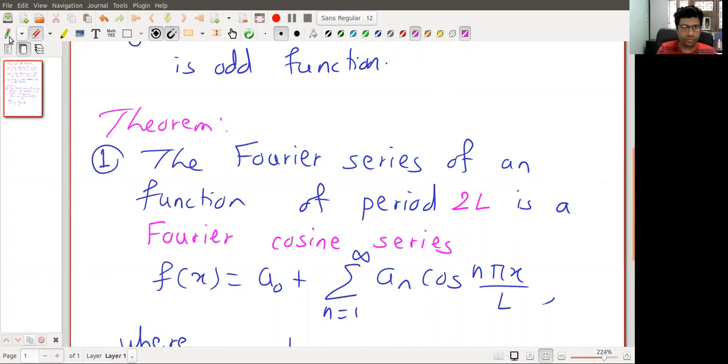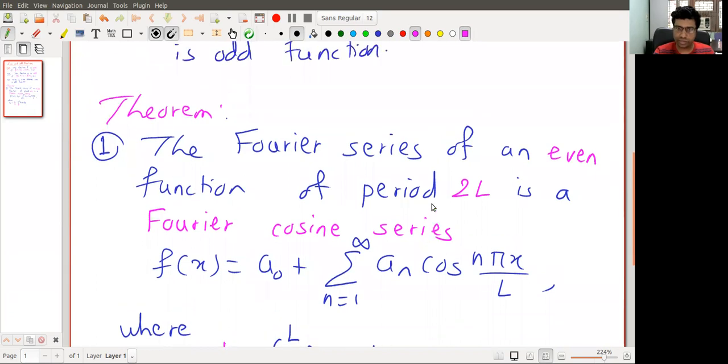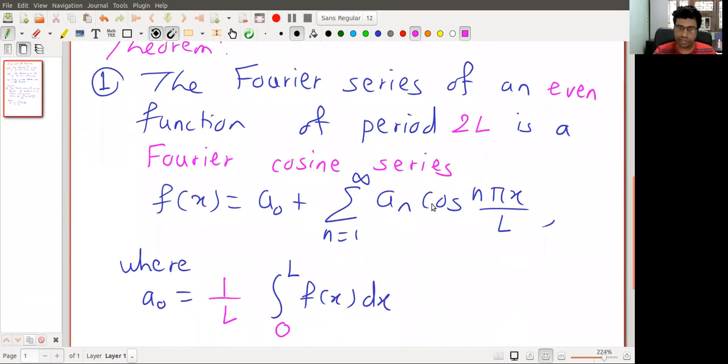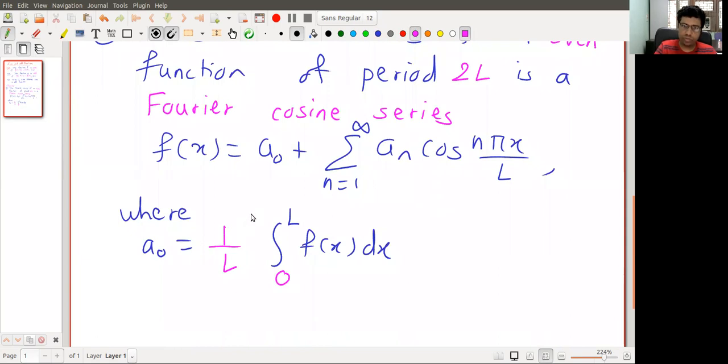So if function is even, then f of minus x is f of x. So actually a naught is given by 1 upon 2L integral from minus L to L f of x dx. And when we consider this from minus L to L, it will be from minus L to 0 plus from 0 to L.